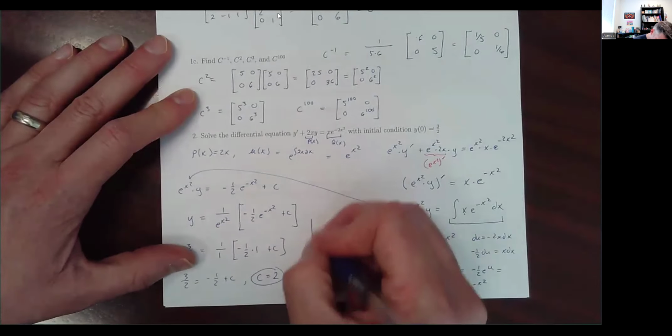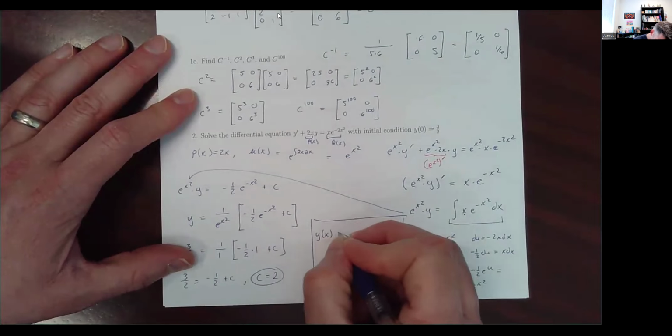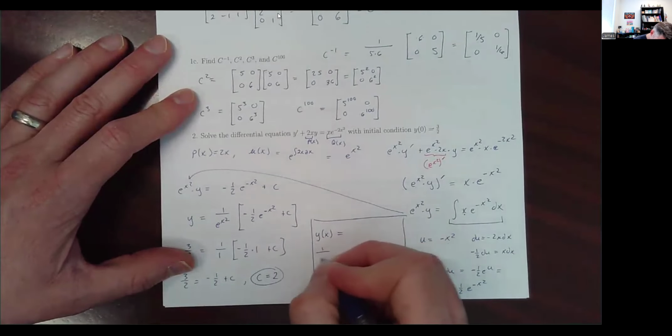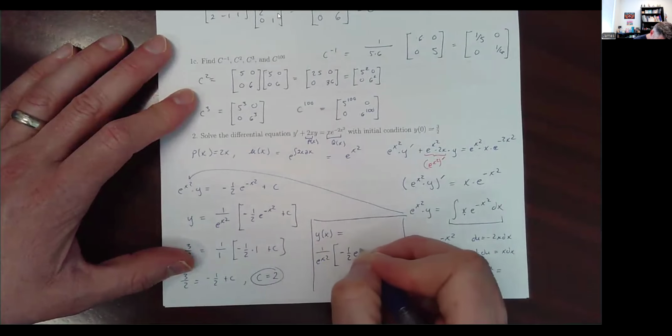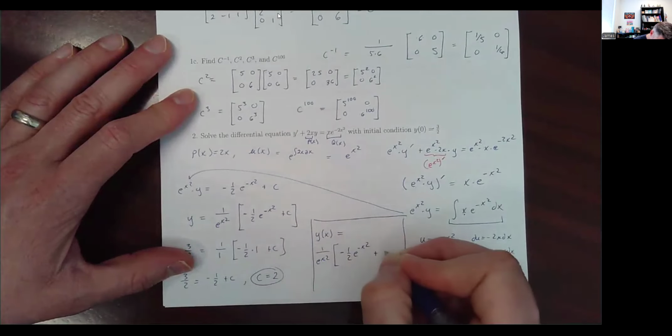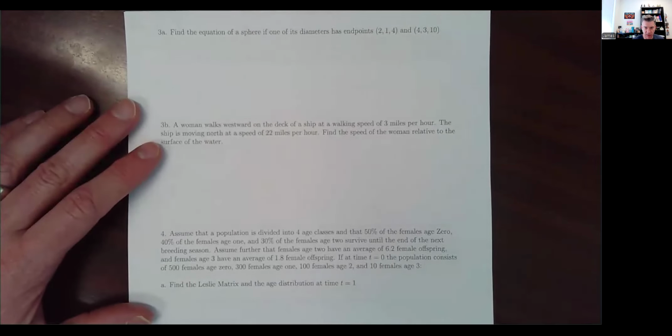So our final solution is going to be that y as a function of x is equal to 1 over e to the x squared times negative 1/2 e to the negative x squared plus 2. You could also distribute that to each term. You don't really have to, though. I probably wouldn't unless someone said I needed to, or if things kind of simplify nicely, but they don't really there. All right, move that cursor out of the way. Moving on.